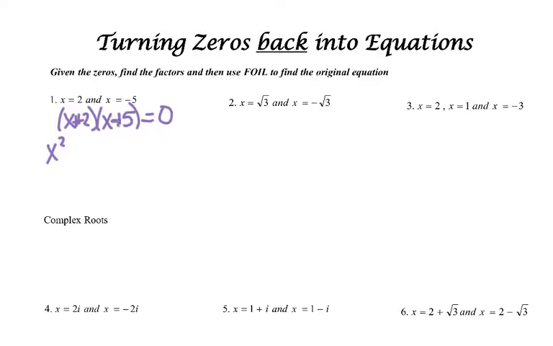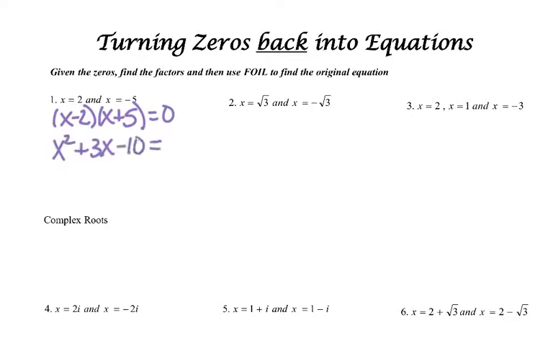Those are both positive. Wait, what did I do? Should I start again? x minus 2, x plus 5, right? x minus 2, x plus 5, and then that equals 0. And then you're going to FOIL that together: x squared plus 3x minus 10. And then we talked a lot about how it has to be an equation, so it has to be equals 0.